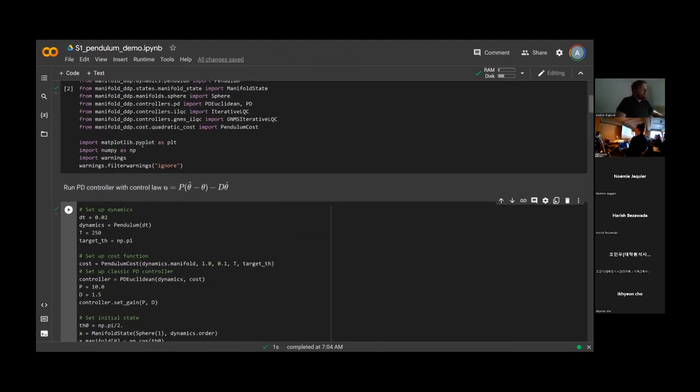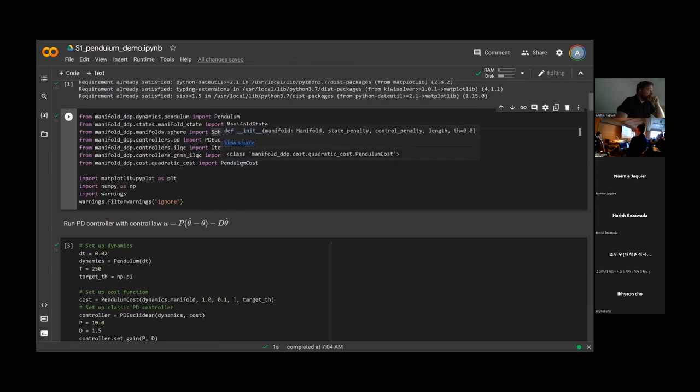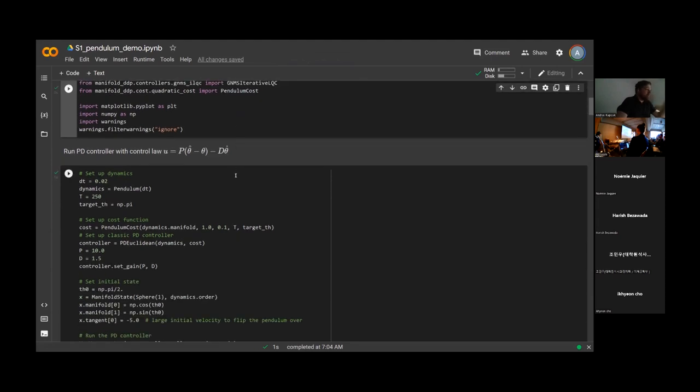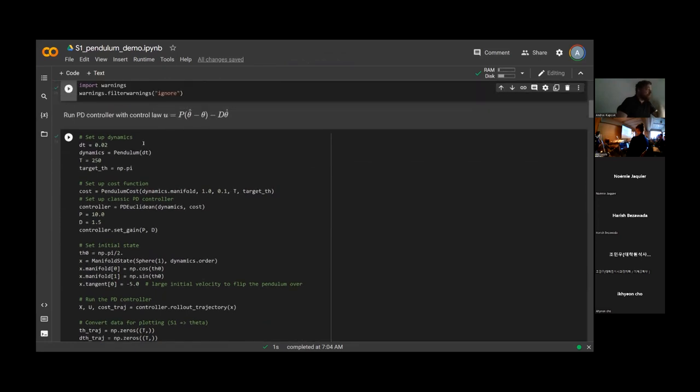I developed this small Python package that we're going to share with you. And I implemented all these PD control techniques, manifolds, and some of these optimal control methods. And I would like to just show you how easy it is to implement or use these techniques.